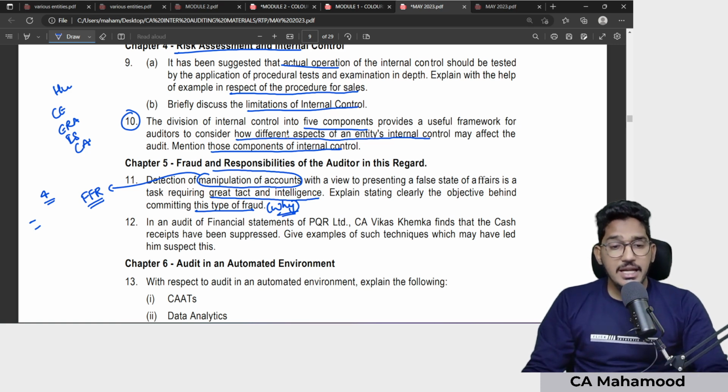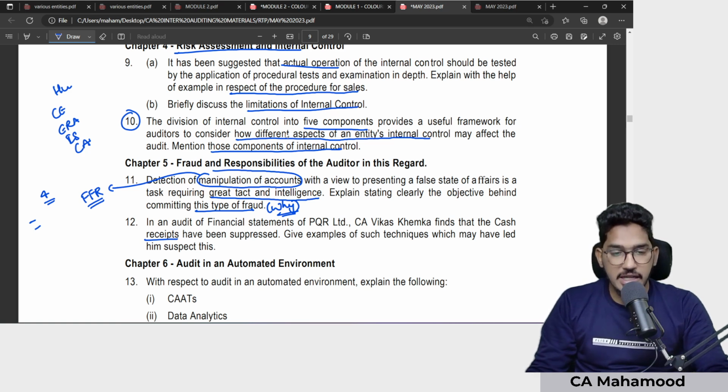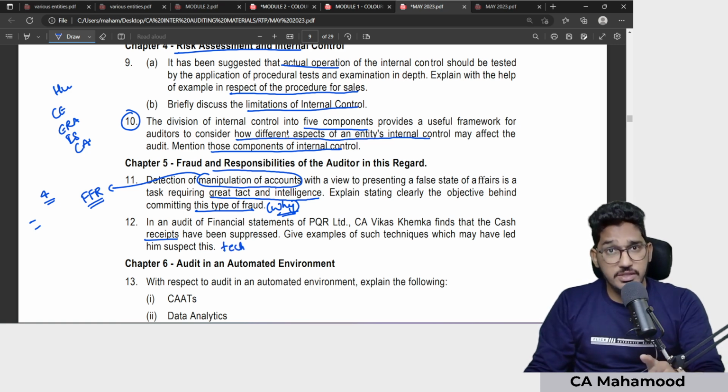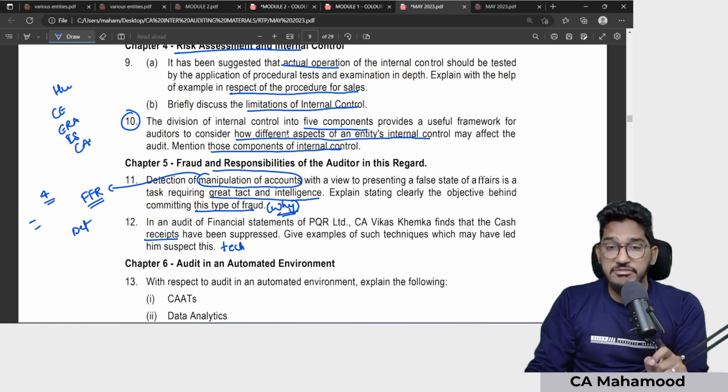Next one. In an audit of financial statements of PQR Limited, CA Vikas Khemka finds that the cash receipts have been suppressed. Explain the techniques which may lead him to suspect this. Nothing but indirectly they are asking what are the techniques for suppression of receipts. In the material, we have a question called defalcation of cash.